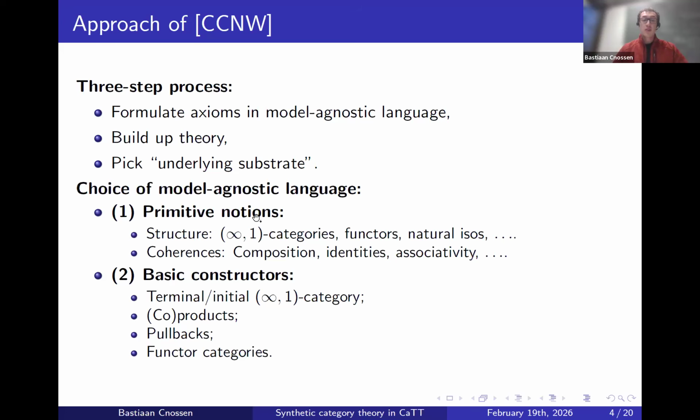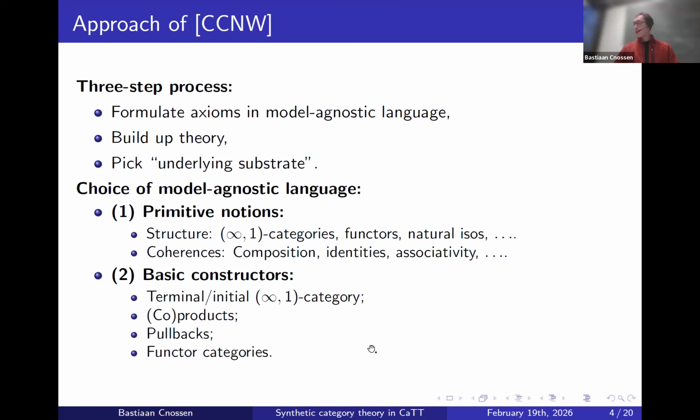And once we have these basic notions established, we can then introduce some of the basic constructors: terminal and initial infinity one categories, products and co-products, pullbacks and functor categories. And once you have these, you can start to use those to formulate more intricate category constructors like subcategories, localizations, and so on.